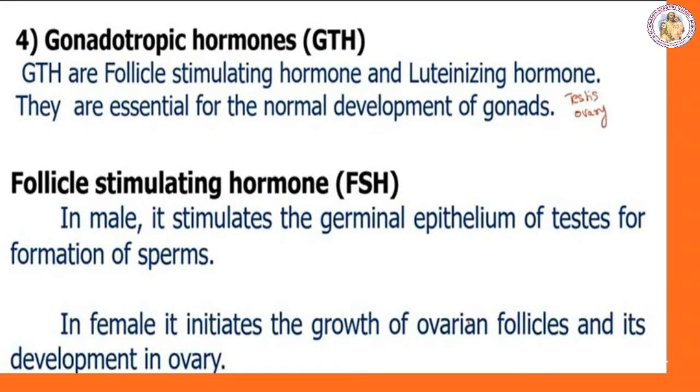The fourth one is gonadotrophic hormone, GTH. These hormones include the follicle stimulating hormone, which is essential for the normal development of the gonads. Follicle stimulating hormone is FSH. In males, it stimulates the germinal epithelium of the testis in the formation of sperms. In females, it initiates the growth of ovarian follicles and development in the ovary. So, this is FSH.